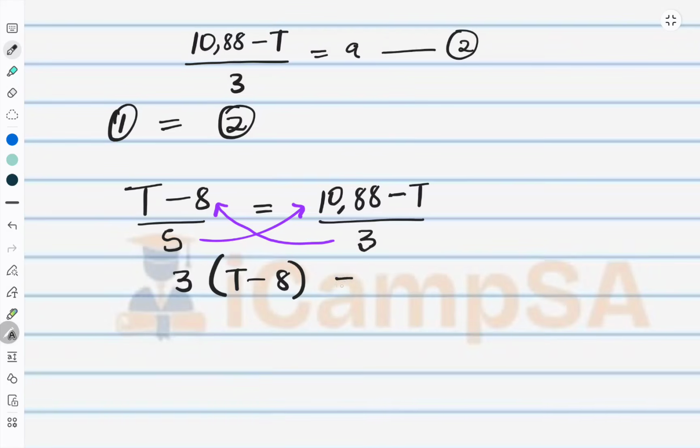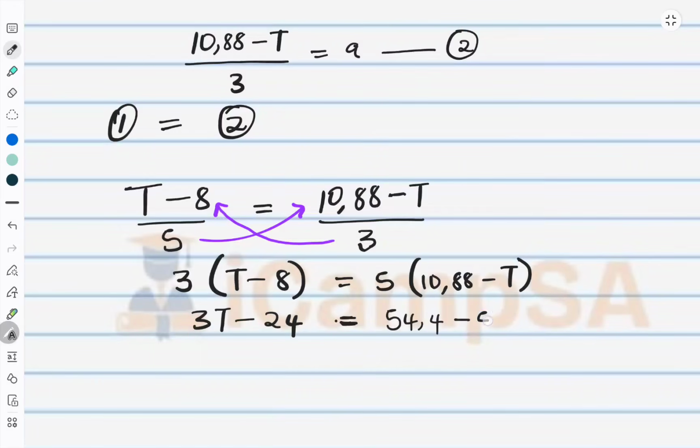And then this is 5 times 10.88 minus T as well. So now I get 3T minus 8 times 3 is 24, which equals 5 times 10.88, which is 54.4, minus 5T. Then you can group the T's. You'll have 8T this side, and then you can group the numbers as well. If I move this that side, it's 24 plus 54.4, this is 78.4, I think.